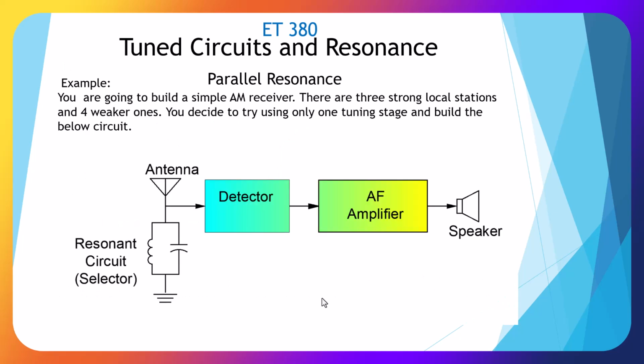Here's a real-world example of parallel resonance. We have 3 strong local stations and 4 weaker ones, and we want to build this circuit, a resonant circuit. It's parallel, and what it allows us to do is block some of the stronger stations and allow the other weaker ones to be received.